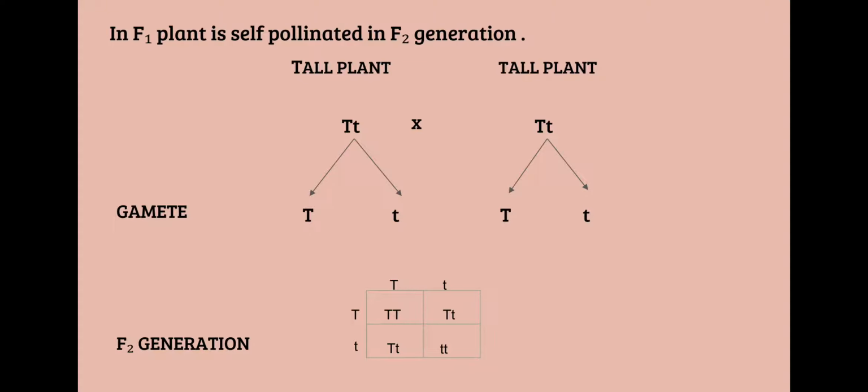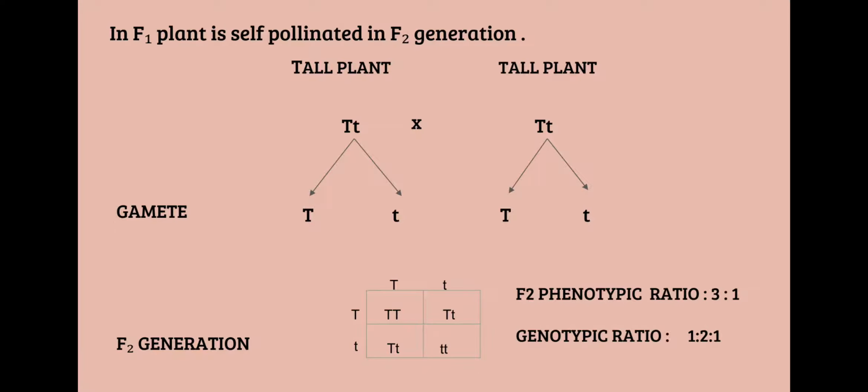So let us count now. In the F2 generation, the second filial generation, we have 3 tall plants and 1 short plant. This is known as the phenotypic ratio. While the genotypic ratio, or the genetic makeup, is 1:2:1. 1 is the homozygous tall plant, capital T capital T. 2 are the heterozygous tall plants, capital T small t. And 1 is the homozygous short plant.